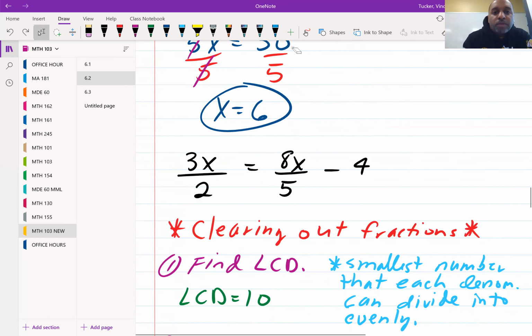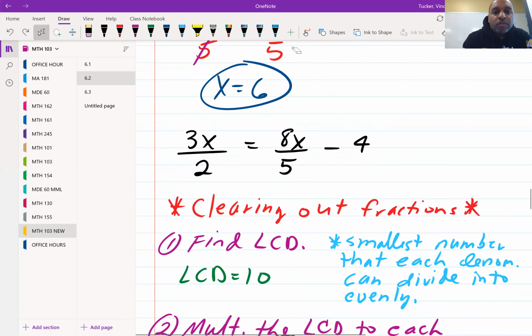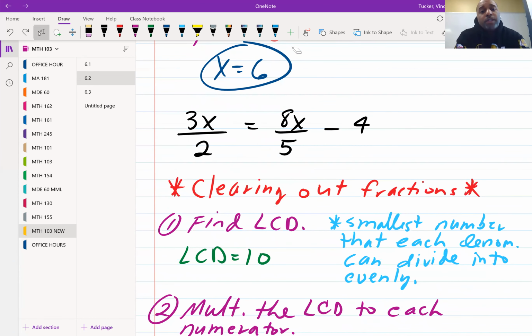We've got to go with the last one, scrolling up. So this next one, we have 3x over 2 equal to 8x over 5 minus 4. Whenever you have a problem dealing with fractions, you can handle it one of two ways. Either you can just work the problem with the fractions involved, or you can do what we call clearing out your fractions. All right, so we'll go through the steps of doing that.